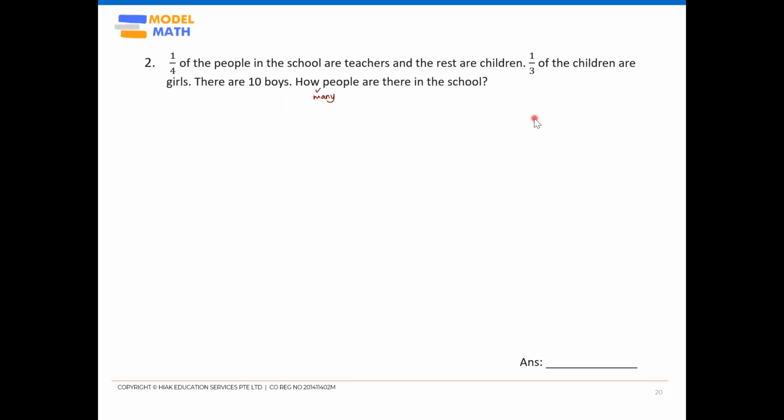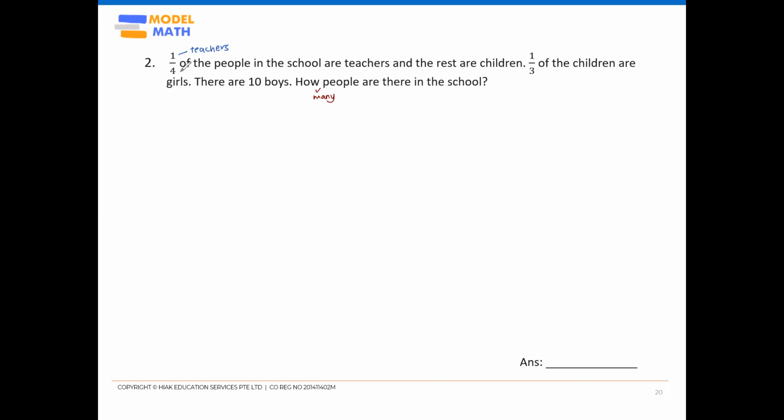So most importantly, we got to understand what is the significance of the numerators and the denominators. So let's do that first. Firstly, 1/4 of the people are teachers. I'll start with the numerator. This 1 unit, who do they represent? They represent the teachers. I'm sure most of you know this. 1 unit is the teachers.